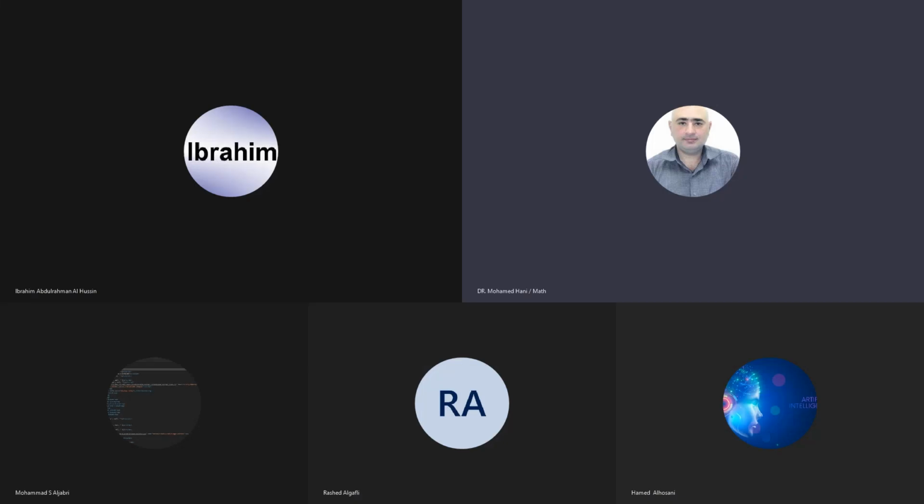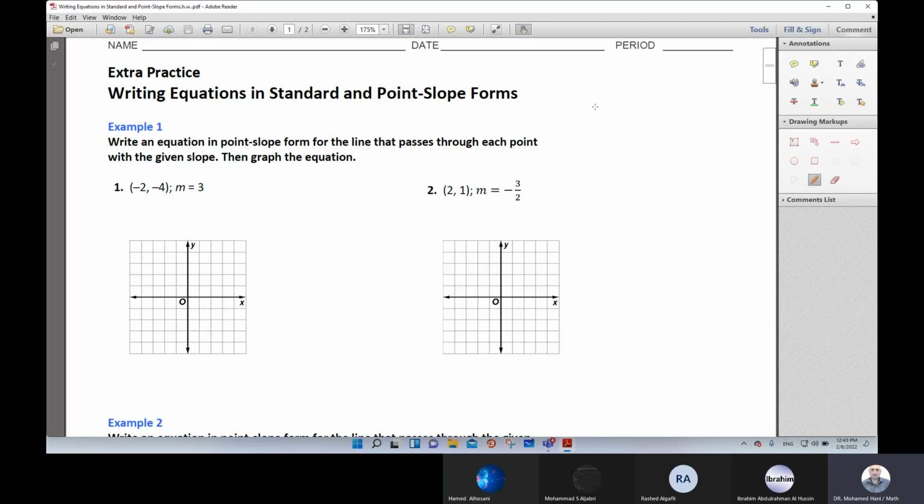All students, please, we have this question as a small quiz. We have the slope 1/2, and we have this point (2, 5), and we want to write the equation. We want to write the equation in point-slope form.